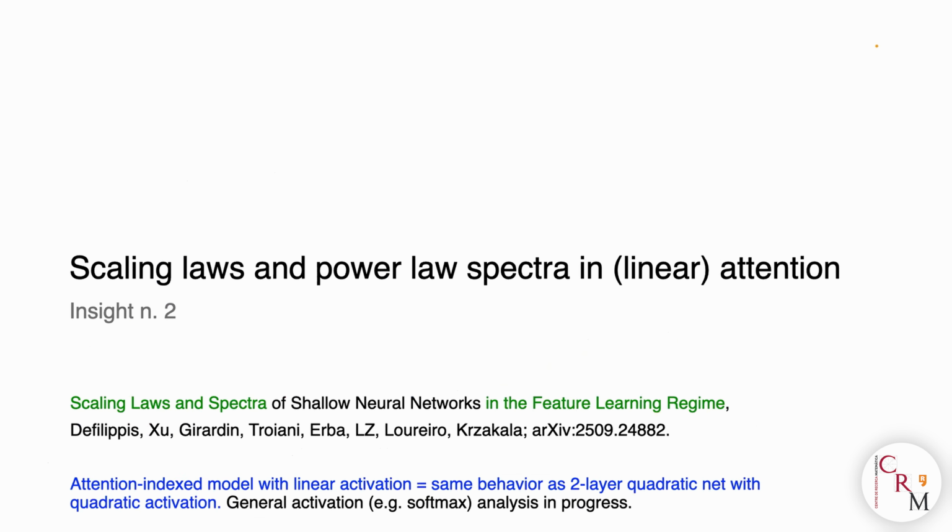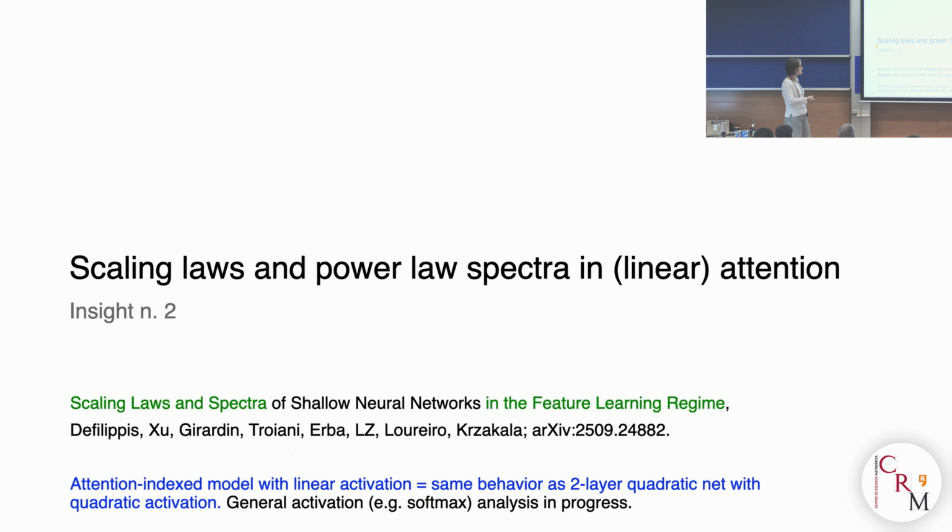We have two more stories. I will show you this one quickly, about the scaling law and power law spectra in the attention. Here I write linear because so far we worked it out for the quadratic neural network, which ends up having exactly the same behavior as if we replace the softmax by a linear activation. We can also work it out for the softmax, but that is in progress.